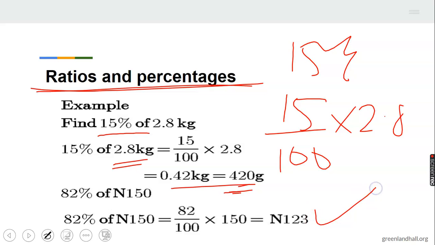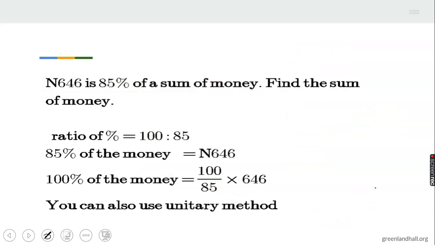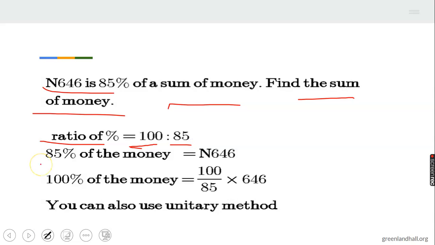Another example here for you to do, using just the same method. Now look at this. 646 is 85% of a sum of money. Find the sum of money. We can also use ratio to solve this as well. Since we are dealing with percentage, the ratio we are dealing with is 100 to 85%.